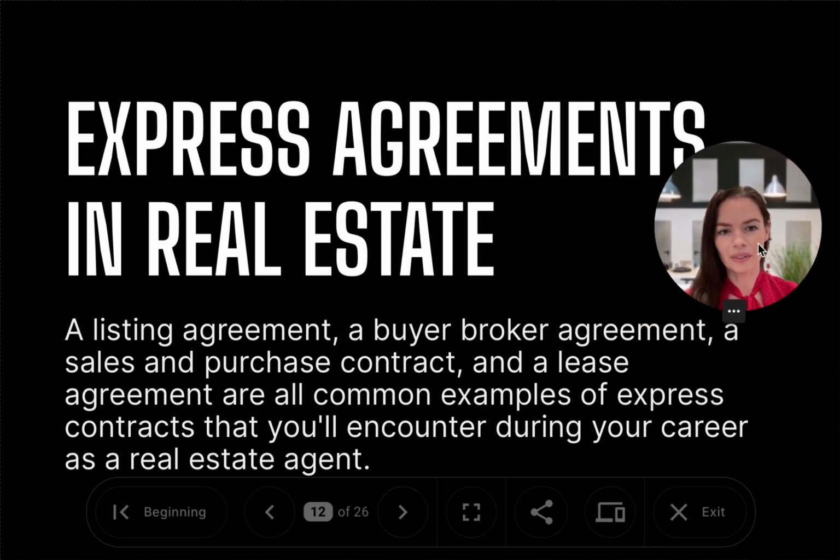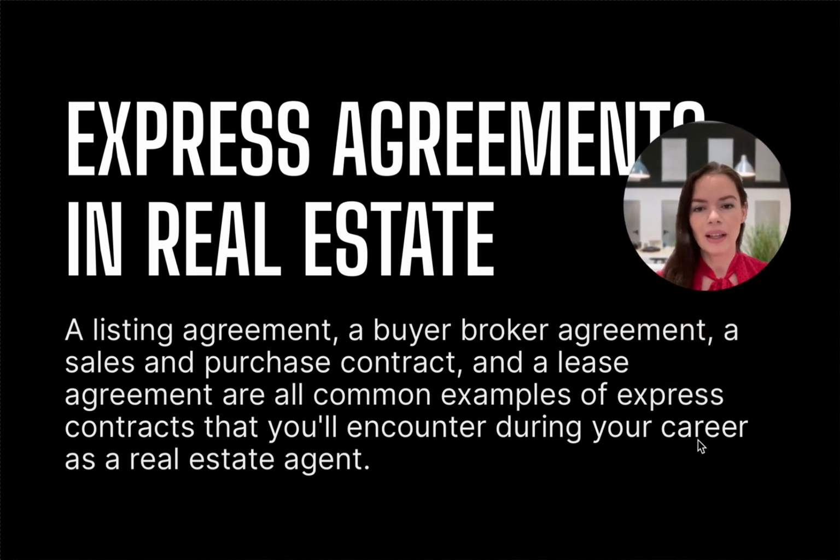Express agreements in real estate: a listing agreement, a buyer-broker agreement, a sales and purchase contract, and a lease agreement are all common examples of express contracts that you'll encounter during your career as a real estate agent.